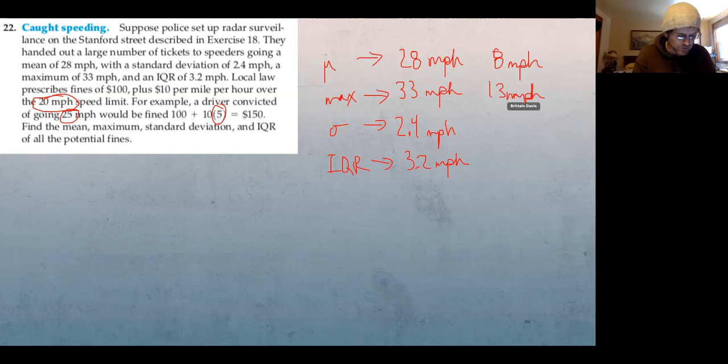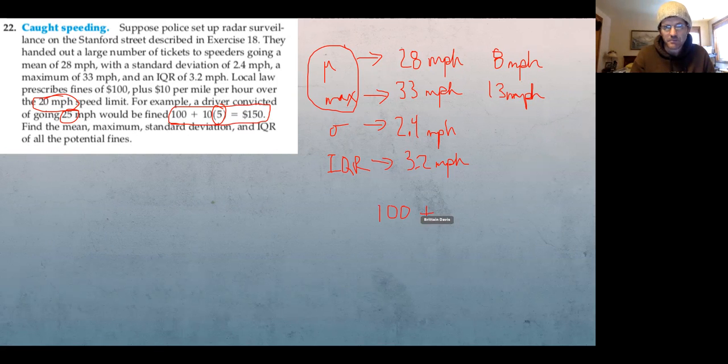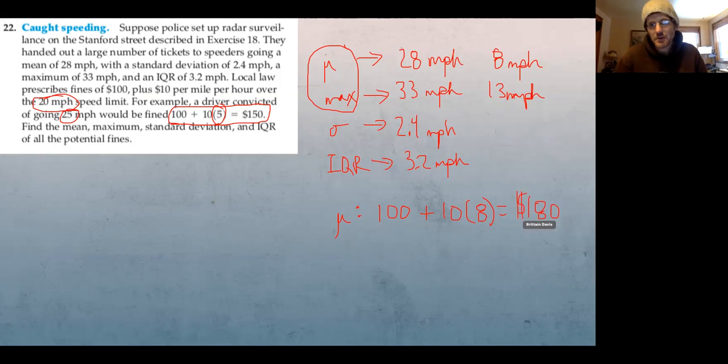Okay, so now I can do some conversions to this. Because both of these are measures of position, I can actually use this formula to figure out what those are going to be. So $100 flat fee, which is what I'm adding to each data point, plus $10 times every mile per hour over, so this is times 8, gives me a new mean of $180. So on average, people who are caught speeding are paying $180 per ticket.